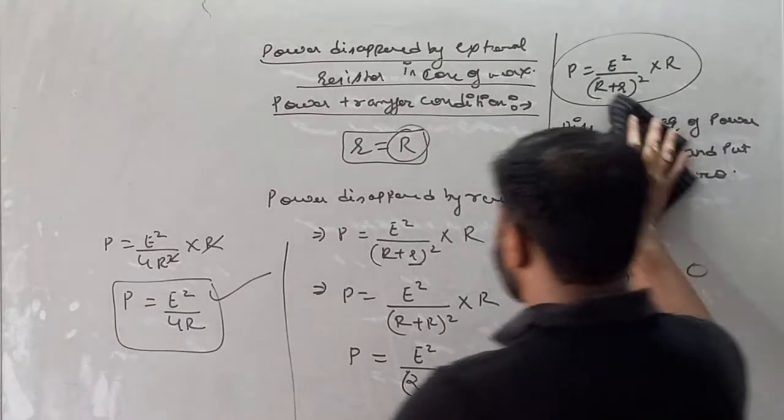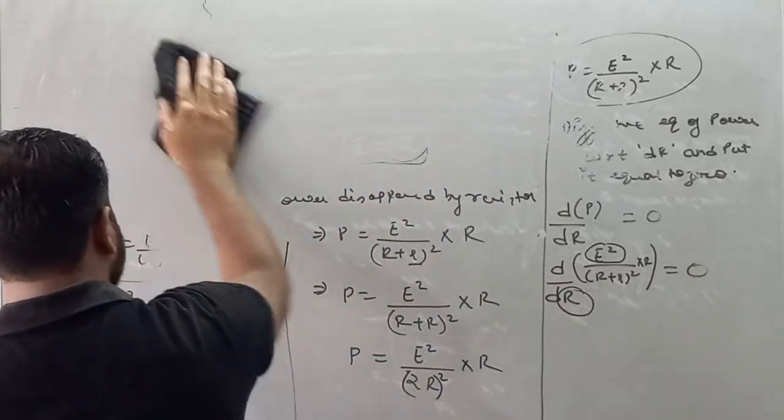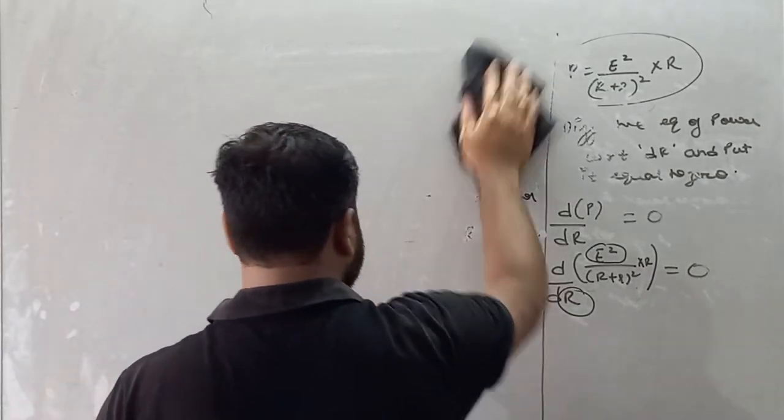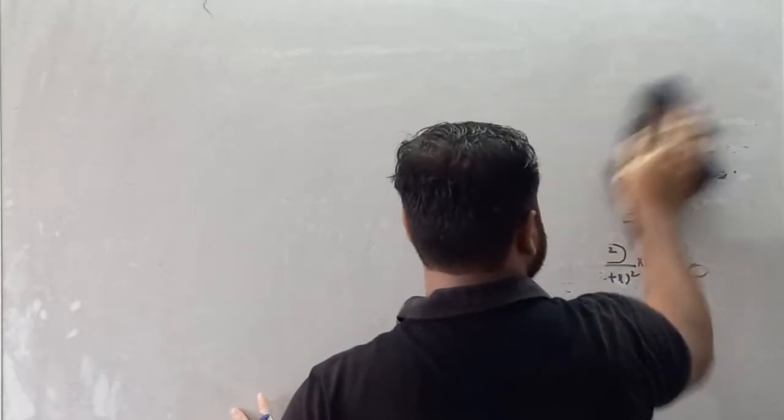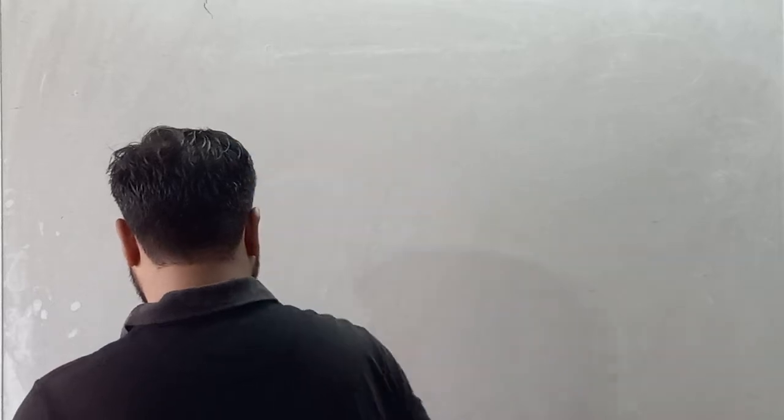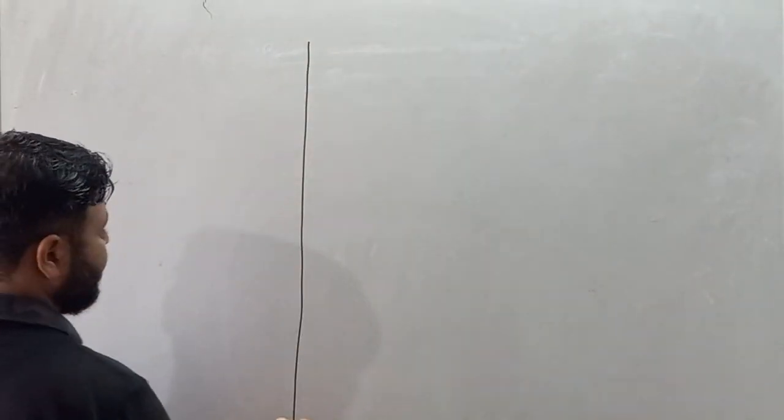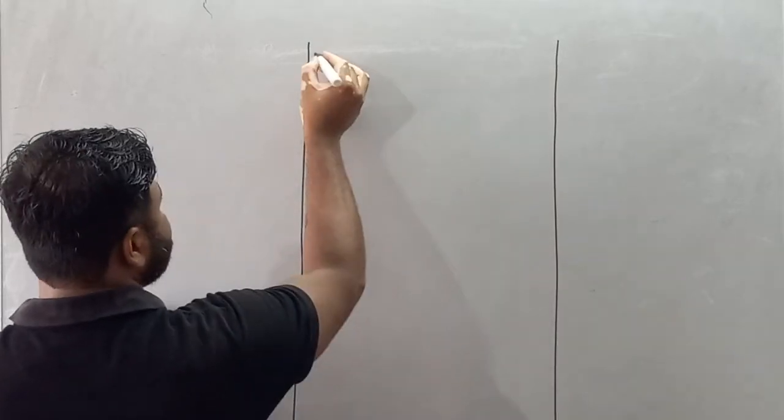Moving forward, write down the next topic. It is rating of electrical appliances. Rating of electrical appliances means to find the resistance of the electrical appliances. So write down: rating of electrical appliances.